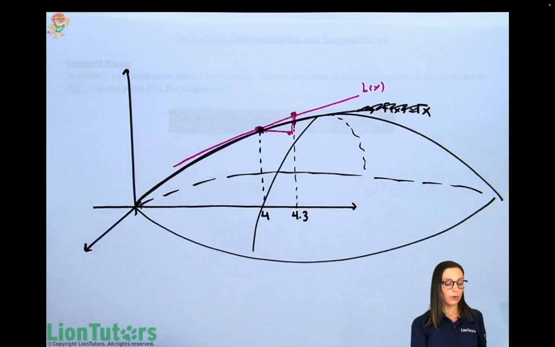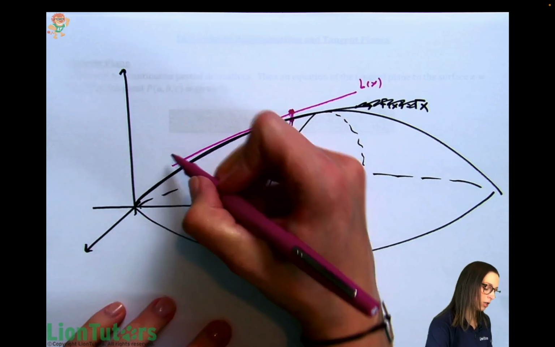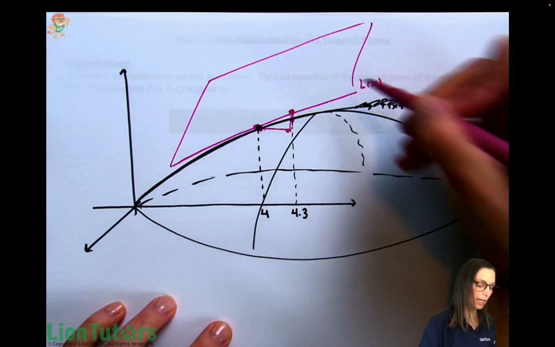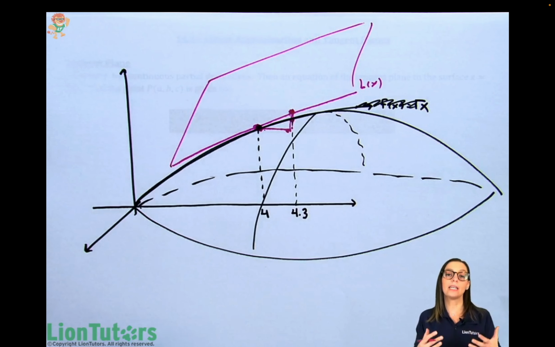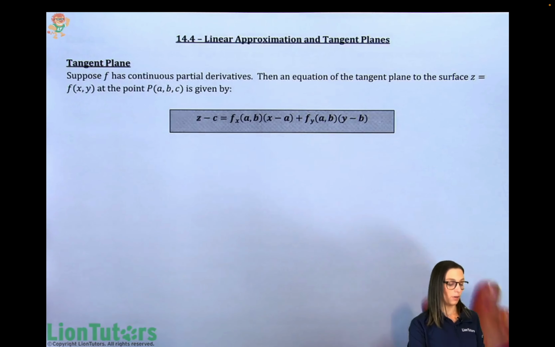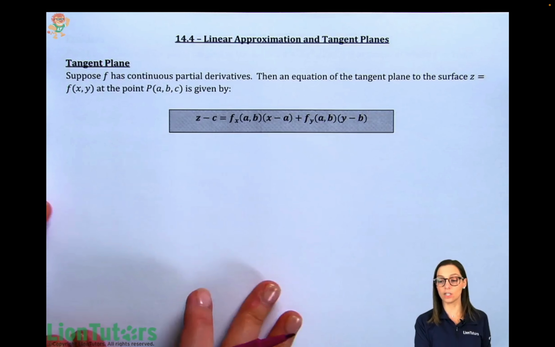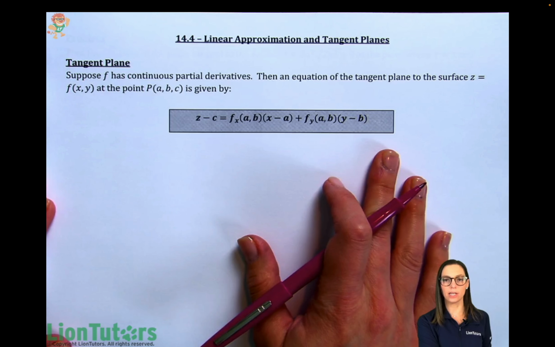And then you don't have tangent lines anymore when you're in 3 dimensions. What do you have instead? Tangent planes. So this would be a tangent plane instead of a tangent line. And that's the idea. Same thing we did in Calc 1, except we're going to use a tangent plane instead of a tangent line. So that kind of begs the question, how do you find the equation of a tangent plane? You're going to use this formula right here.